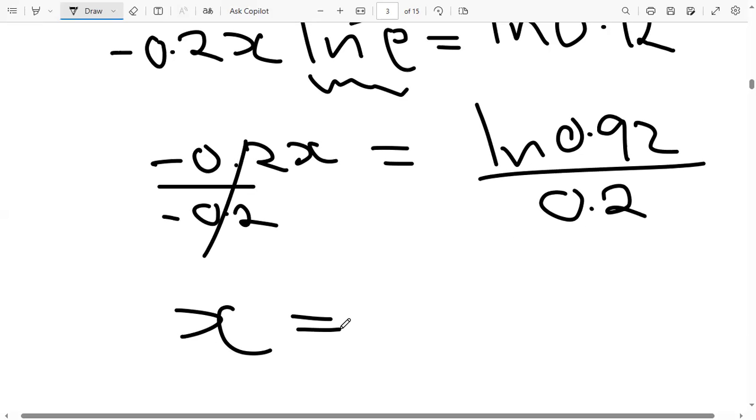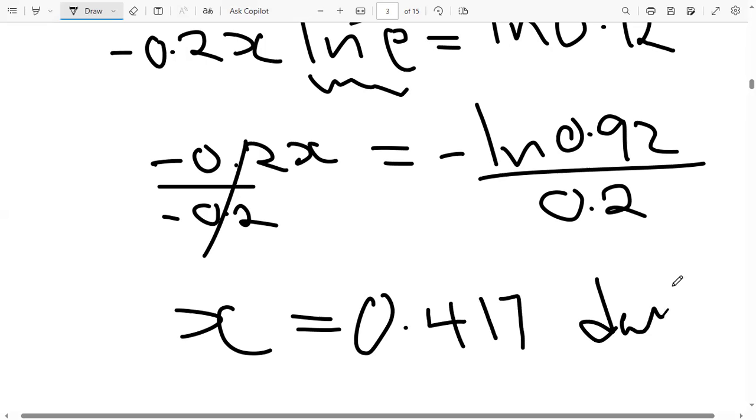So you punch that value into your calculator. Okay, there will be a minus here. So let me punch it. We have minus ln 0.92. Then we are dividing this by 0.2. So we are going to get 0.417 days. Okay, so that's it for this question here.